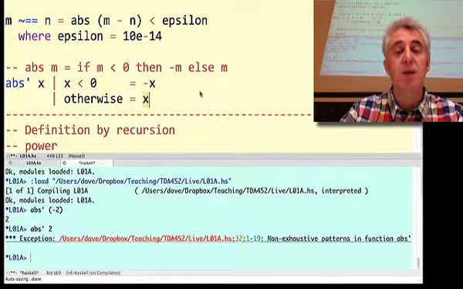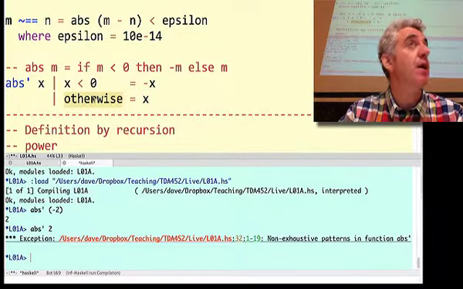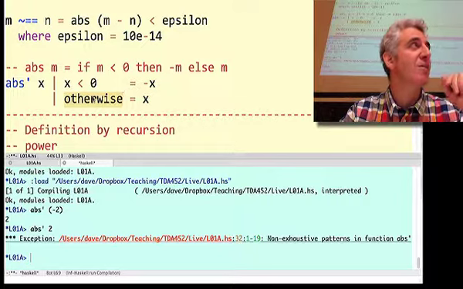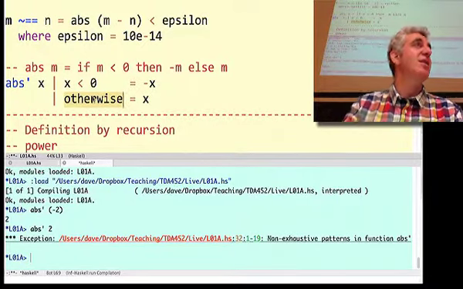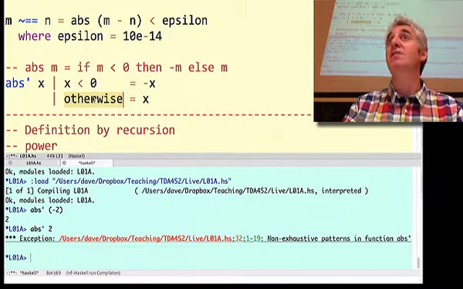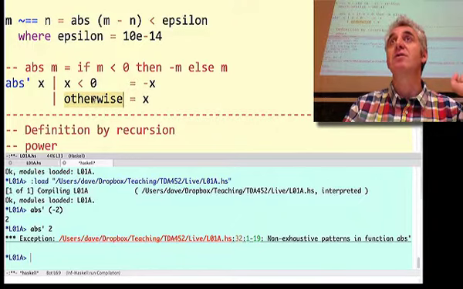Okay? So then the question you might ask yourself is, is otherwise a keyword in Haskell? Or is it defined to true? He's on the ball. In other words, it doesn't need to be a keyword. It's just something defined in the prelude to be true.